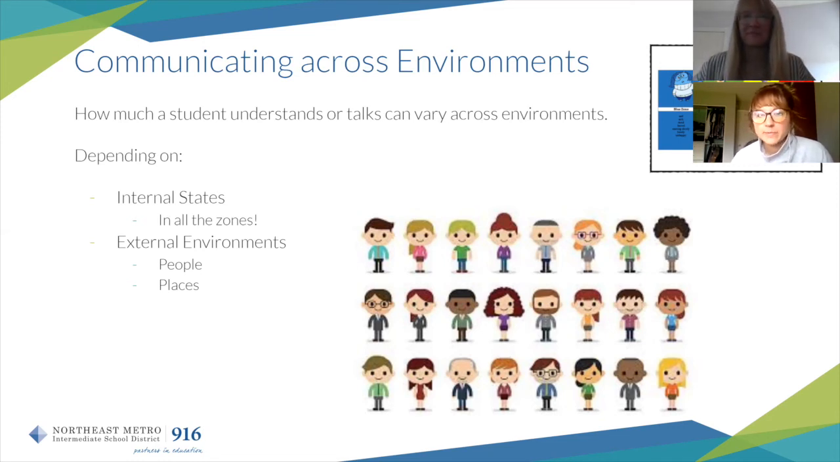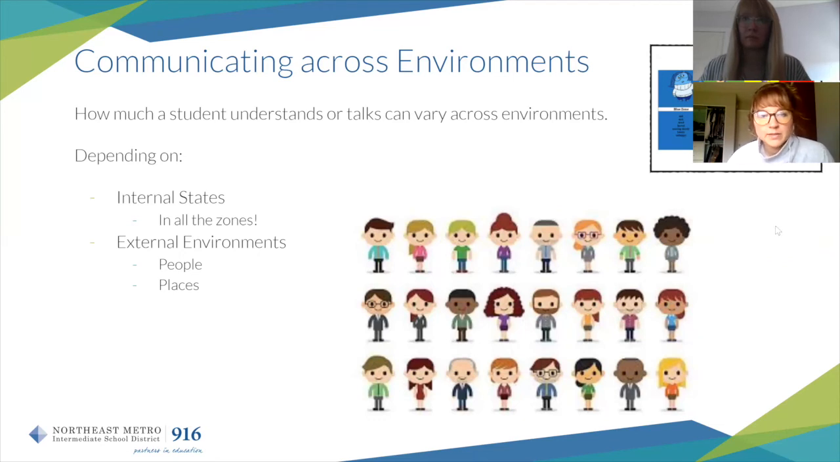So that's important to keep in mind with our students. Just because our students have skills in one area, or potentially when they're calm, maybe they can communicate pretty well, but as soon as they're becoming dysregulated, they can't always access those same skills. And then also thinking about external environments. So that's looking at the people that they're interacting with, and also the physical space or the environment, the place that they're in. Those things can also impact their ability to understand and communicate clearly.